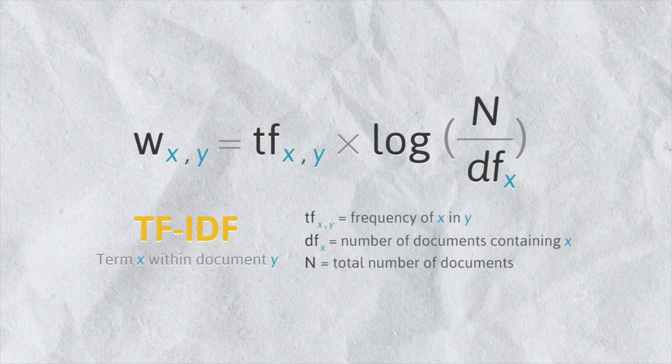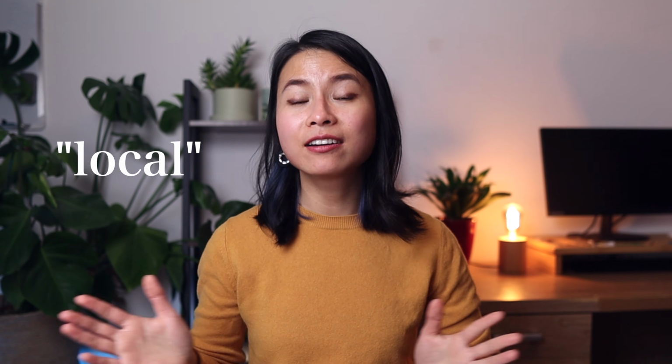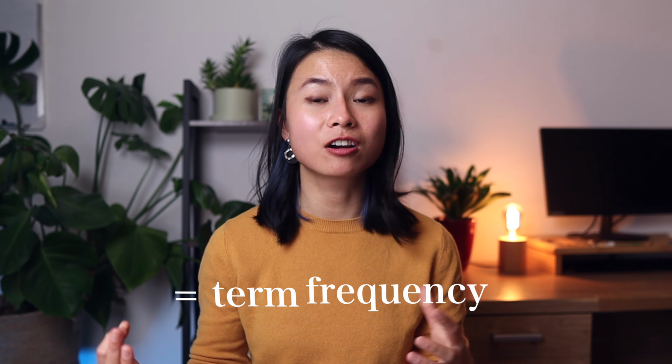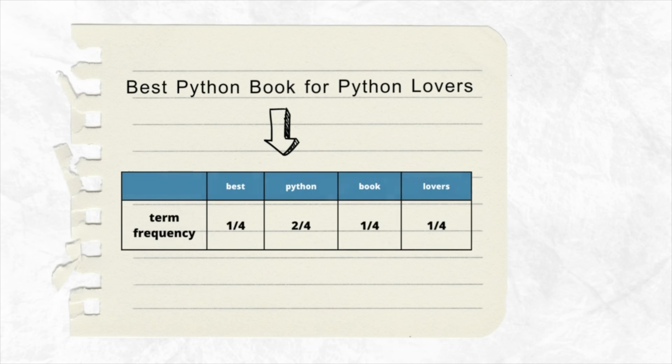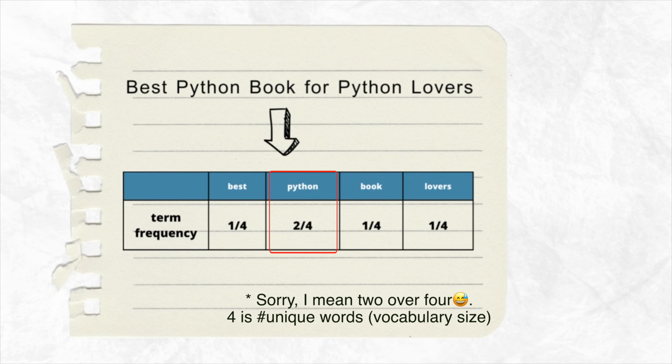So how does TF-IDF determine those values? It does this by multiplying two factors together, term frequency and inverse document frequency. The idea is quite simple. The first parameter is a local parameter. We calculate the frequency of the word within the document, or in this case, within the book title. In the book title, the best Python book for Python lovers, the word Python occurs twice, while other words occur only once. So Python has a term frequency of 2 and other words have a term frequency of 1. Overall, we are assuming that Python is a more important feature because it occurs more often in this title.